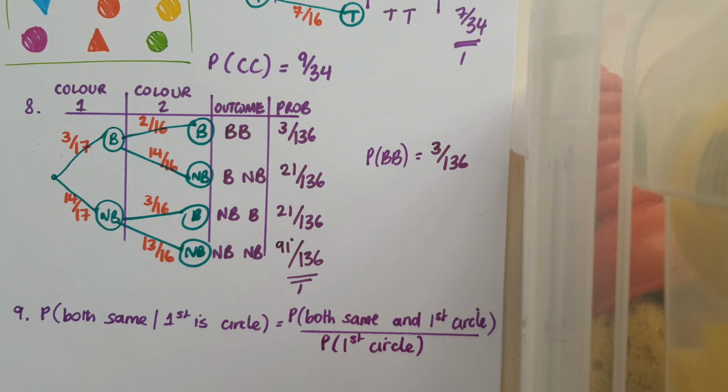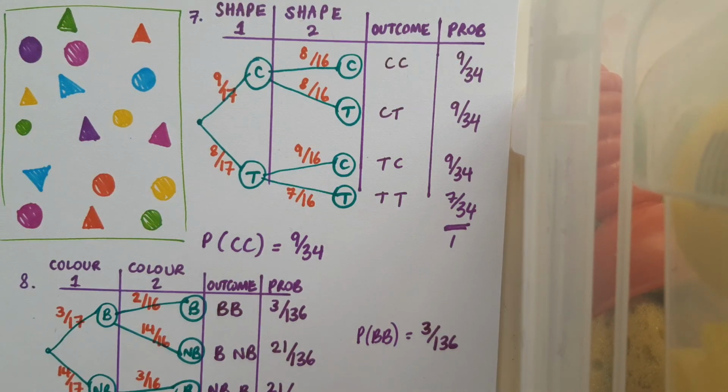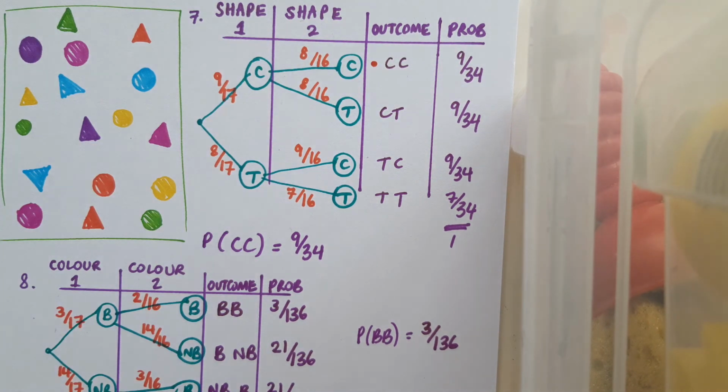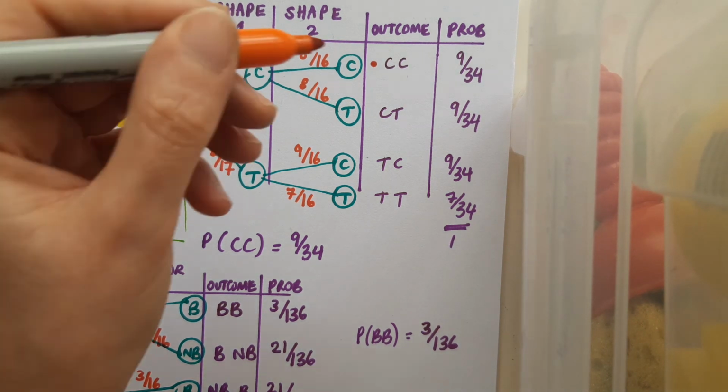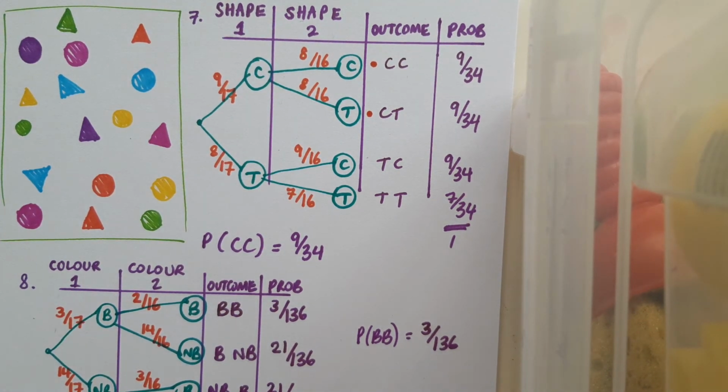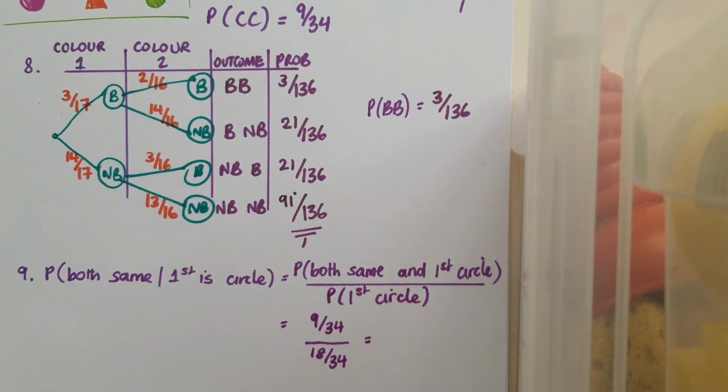So now to figure out these probabilities, I can just go back and revisit my first tree diagram again. So I can see that the probability that both are the same and the first is a circle is this option here. And the probability that the first one is a circle would require me to add both of these options here. So I'm going to write that as 9/34 over 18/34. And again, I can do a little bit of cancelling there to get 9/18, which is obviously a half.